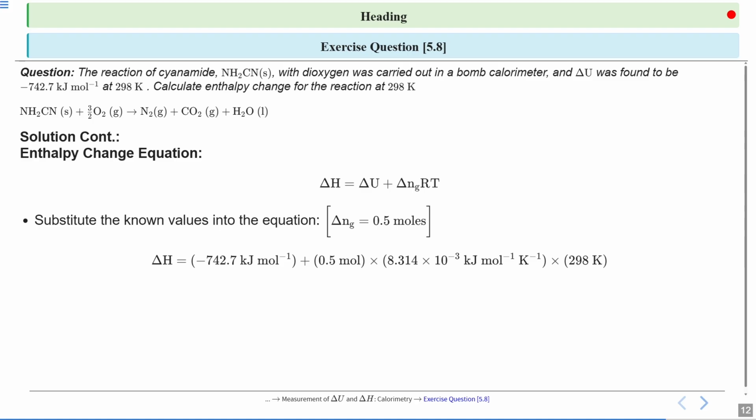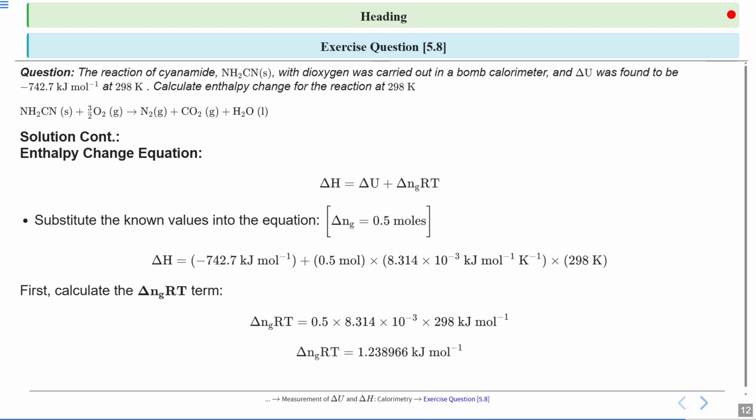Then moving on further, the temperature is mentioned as 298 Kelvin. Just put all these values and we can calculate the delta Ng RT term from here. First of all, you will get this as 0.5 into 8.314 into 10 to the power minus 3 into 298, in kilojoule per mole. So this will come out to be 1.238966 kilojoule per mole. So this is the value of your first term, which is delta Ng RT. Now put this back in the equation.